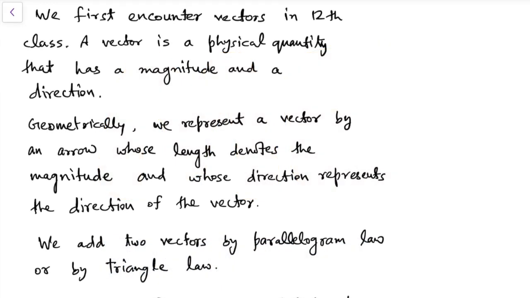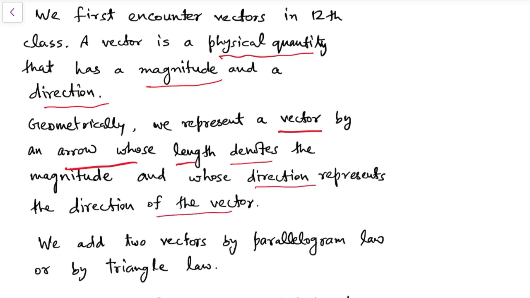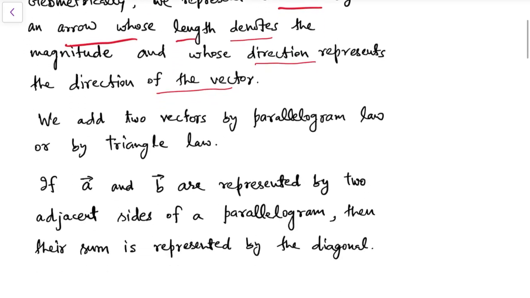In this video, we shall review some basic concepts of vector spaces. We first encounter vectors in our 12th class. There we define a vector as a physical quantity that has a magnitude and a direction. Geometrically, we represent a vector by an arrow whose length is its magnitude and whose direction represents the direction of the vector. And we add two vectors by the parallelogram law.